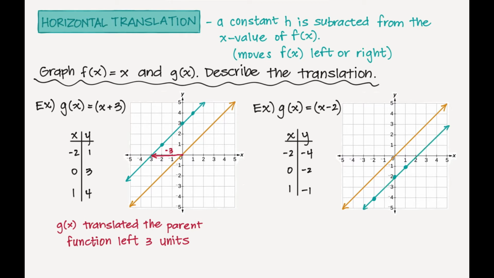And as you can see this time, horizontally, the parent linear function was translated 2 units to the right. So that's what I'm going to write. g of x translated the parent function 2 units to the right, or I can say right 2 units.